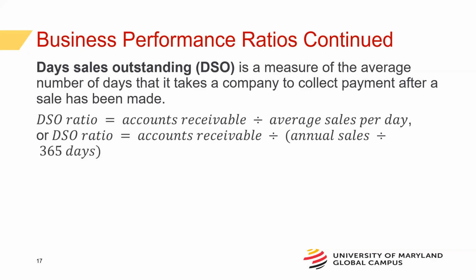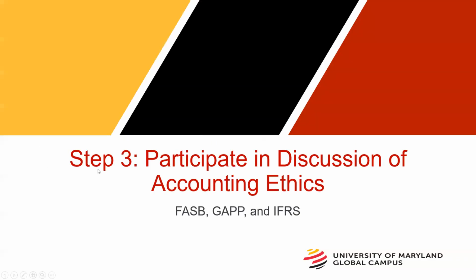So we take our accounts receivable, which is found on our balance sheet under current assets, and divide that by our average sales per day, which is calculated by taking our annual revenue, found on our income statement, divided by 365 days. And that'll get you your days sales outstanding.